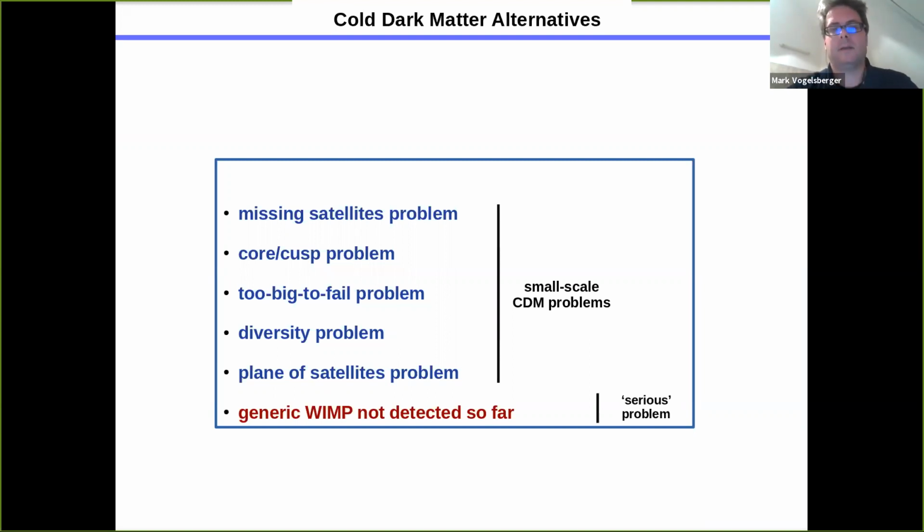CDM particles, none of these particles have been detected so far. So I think this problem is getting more and more serious. I don't think it's at a very serious stage yet, but as detector experiments go on and nothing is found, at some point it will become more serious. And so it's interesting for that reason alone to explore alternative dark matter models and see how structure formation proceeds in these models.